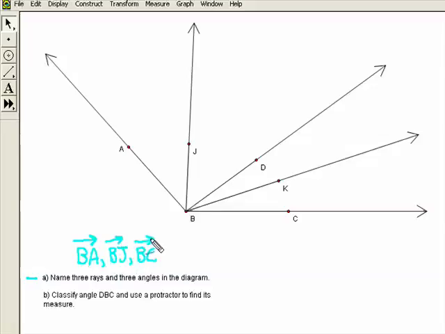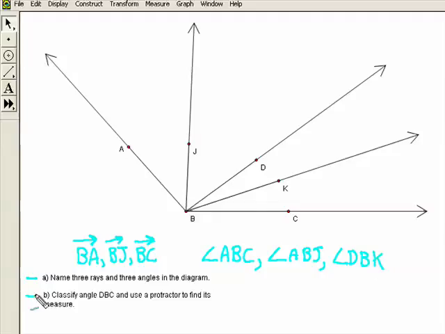And then 3 angles in that diagram. So we put the angle symbol, and then we can say A, B, C. That's one angle there, and the vertex is always the middle letter there, and then we could say angle A, B, J. Again, there's more than 3 angles, like there were more than 3 rays too, and I'll just pick 3 here. Angle D, B, K is a third angle there.